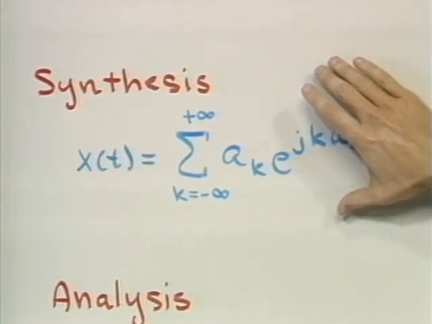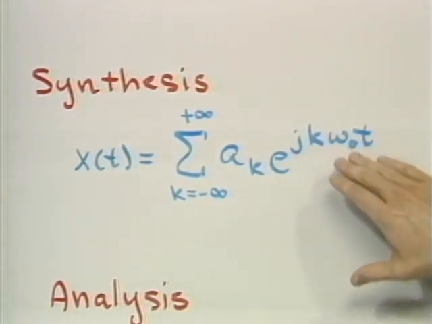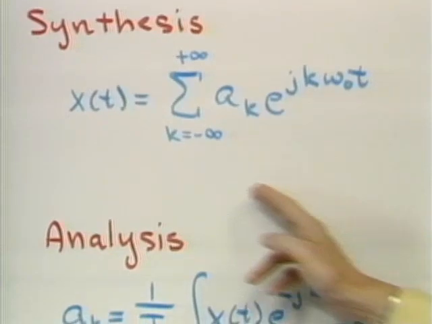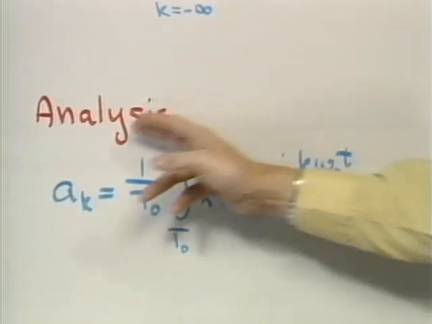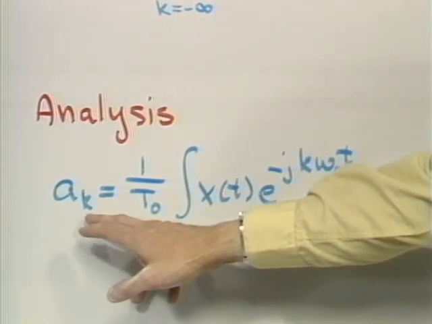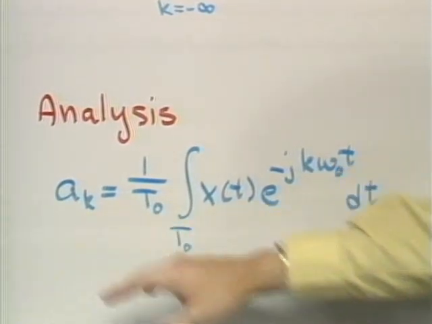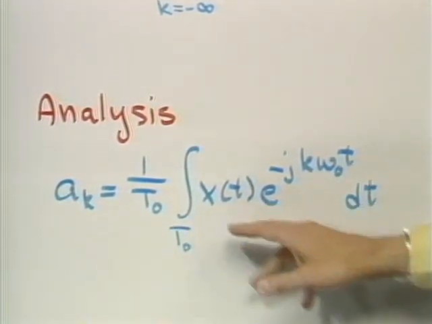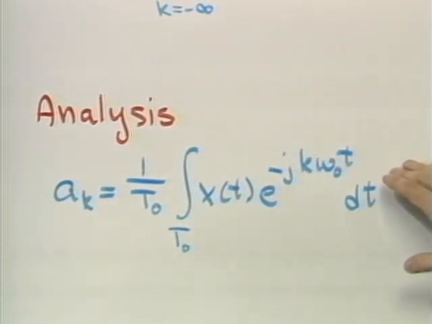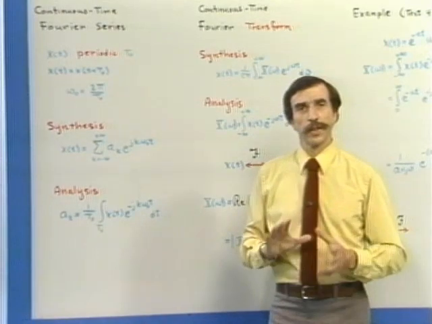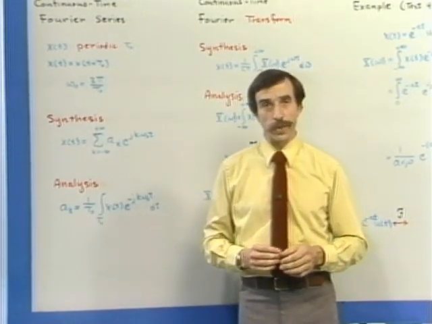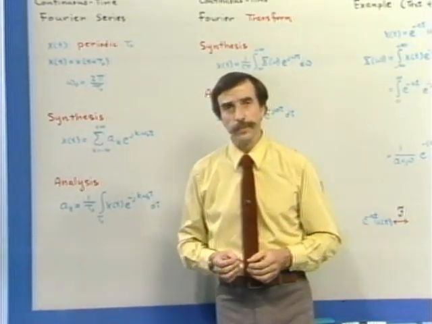Then the other side of the Fourier series is what I referred to as the analysis equation. And the analysis equation told us how we get the Fourier series coefficients from x of t. And so this equation, together with the synthesis equation, represents the Fourier series description for periodic signals.